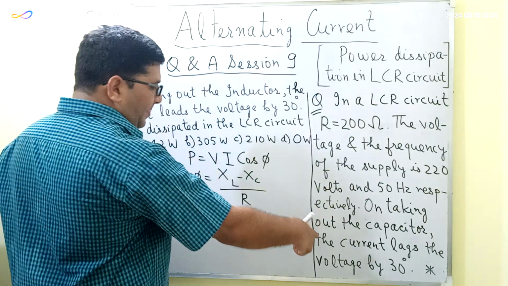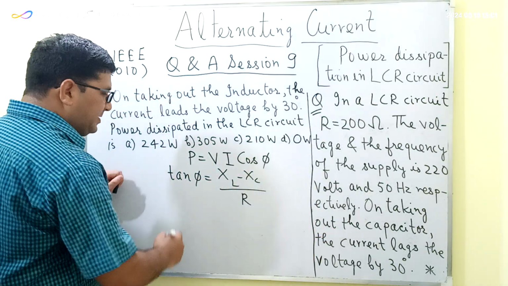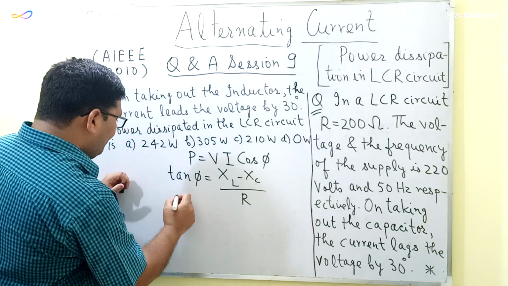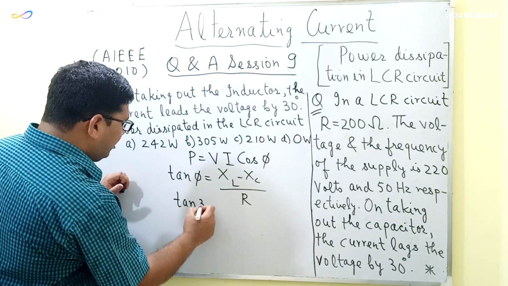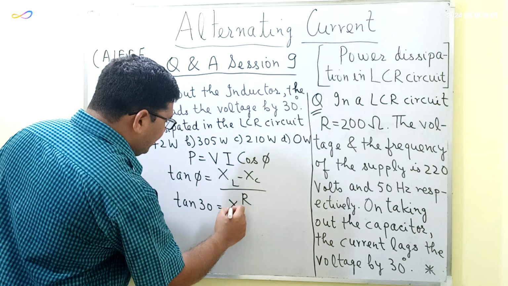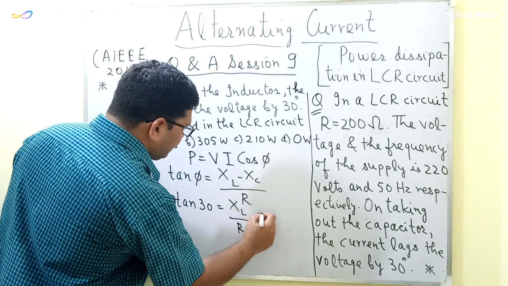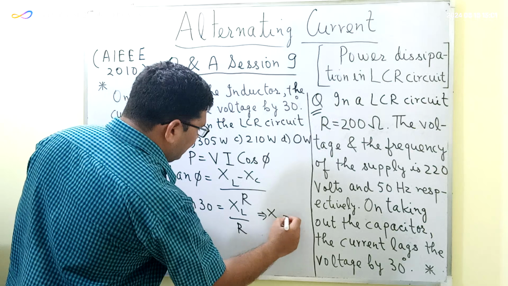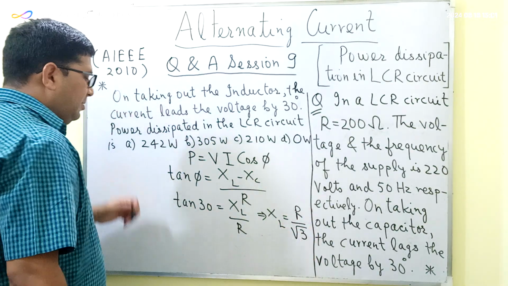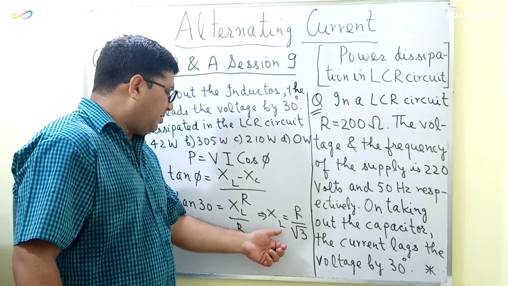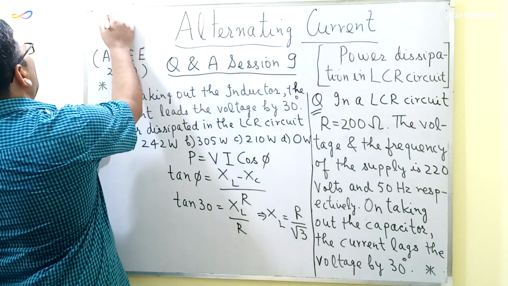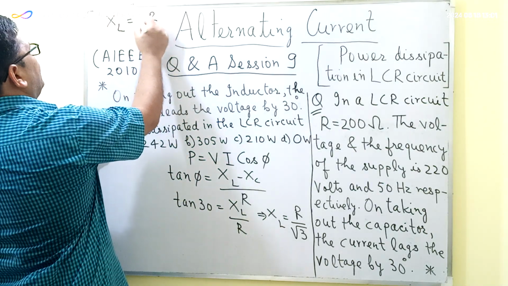So on taking out the capacitor, the current is lagging the voltage by 30 degrees. So here phi will be equal to 30 degrees. So tan phi will be equal to tan 30, and since we have removed the capacitor, this equation will be equal to XL upon R. Or simply we can say that XL will be equal to R upon root 3. So the value of this inductive reactance is equal to R upon root 3.